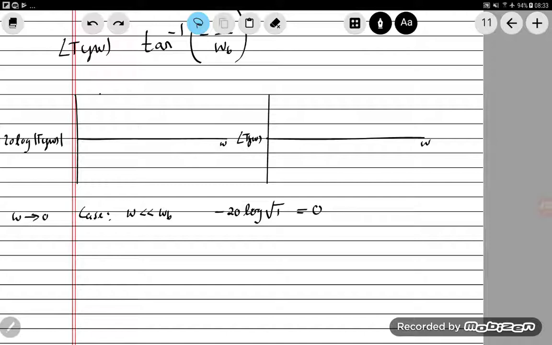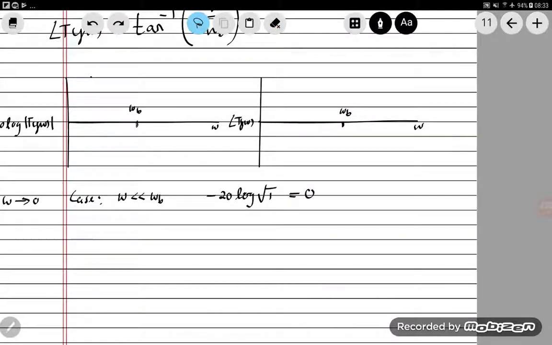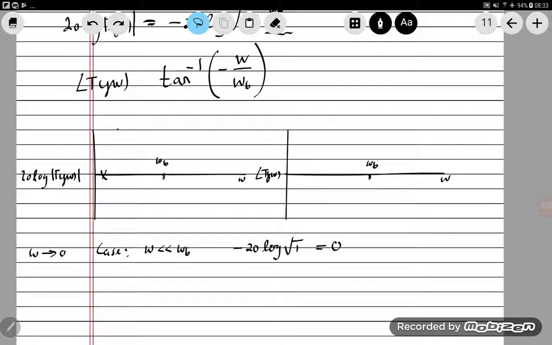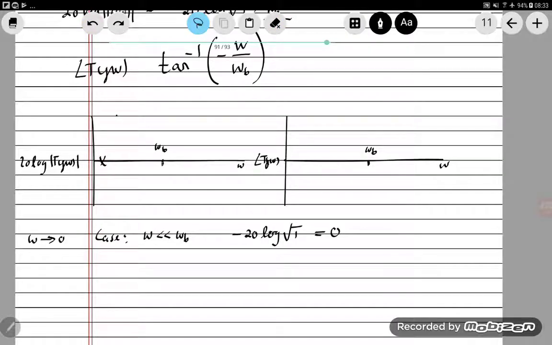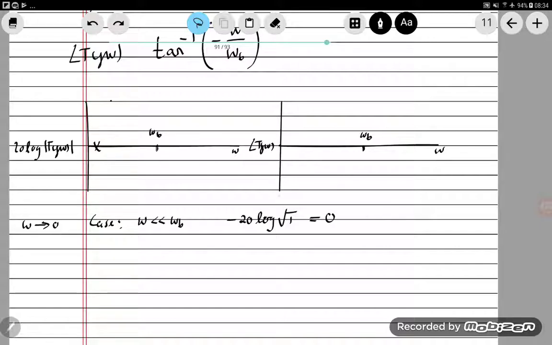And our phase, so let's just put our omega b at the top. For small frequencies, or frequencies much smaller than omega b, our magnitude will be 0. So we can plot a point approximately for very small frequencies over there. And for the phase, if omega is much smaller than omega b, that term becomes 0. That means our phase is just the arctangent of 0, and that is just 0. So for very small frequencies, our phase will go approximately through that point.